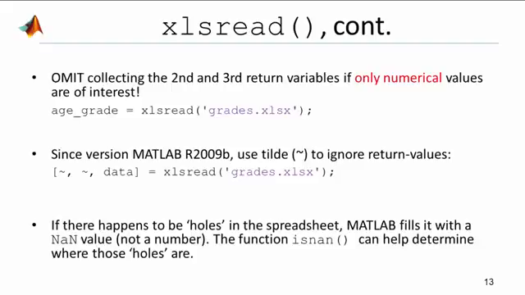If there happens to be holes in the spreadsheet, MATLAB fills it with the NaN value. So if you look at your workspace and double click on your variables, you'll actually see NaN written inside your variables. There is a function called isNaN that can help us filter out those numbers.